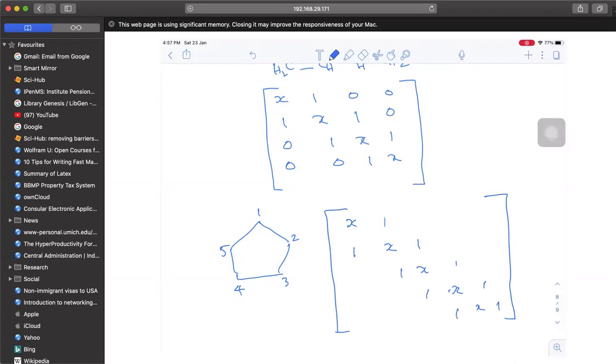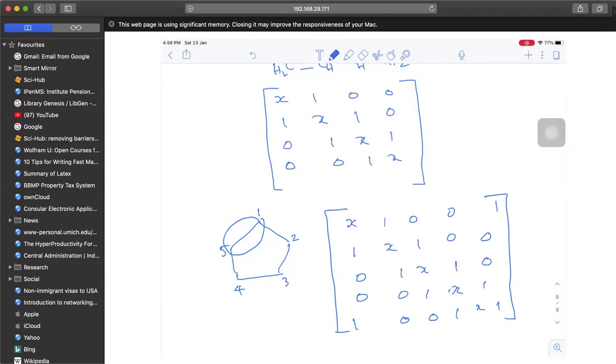But then in addition to all this, 1 and 5 are neighbors in this particular case because it is a ring, which means that you will have a 1 here and you will have a 1 there. And all the other entries will be 0. So this will be the Hückel matrix for cyclopentadienyl anion.